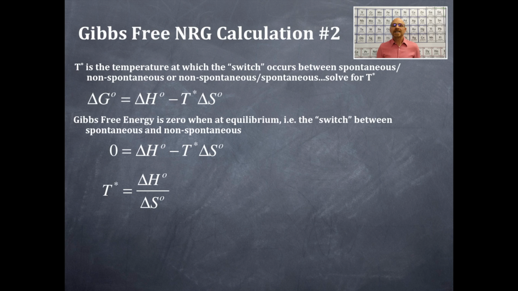I've rearranged the T to solve for T star. So T star is equal to delta H over delta S. Okay, hopefully you can do that all on your own. You're going to subtract the delta H on both sides, then divide by negative delta S, and then the two negative signs cancel each other out, and you get that T star is equal to delta H over delta S.